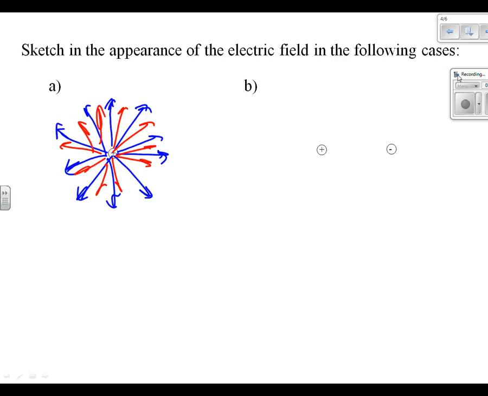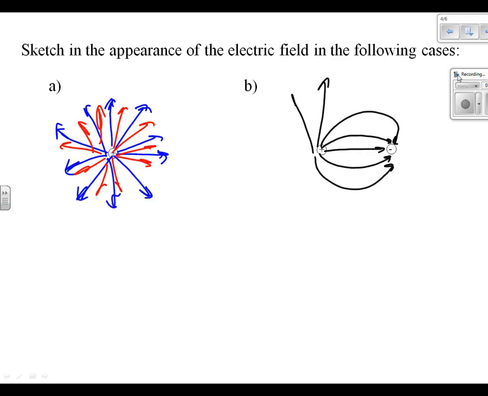Okay. What if you have a positive charge and a negative charge? Then the arrows go from positive to negative. And so it would sort of look like this. And I would expect arrowheads sort of over there as well as in here. Okay? It doesn't need to be neat and pretty. As you can tell, I'm not that neat or pretty.